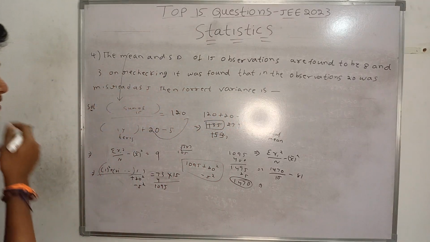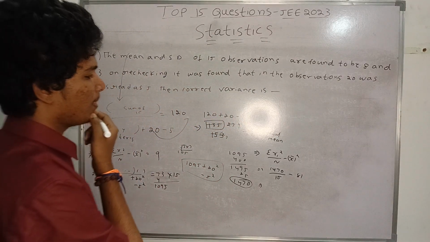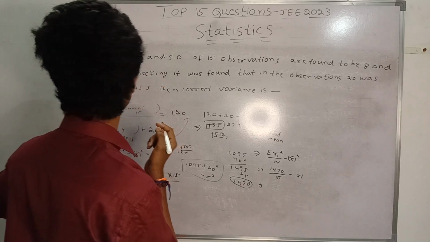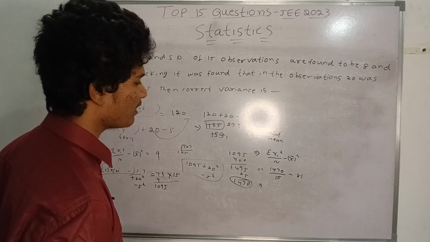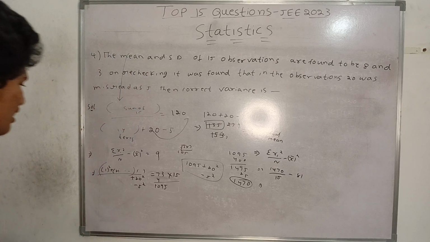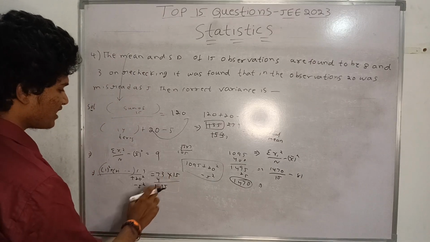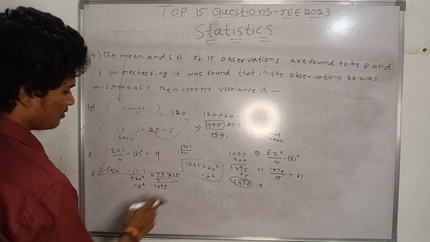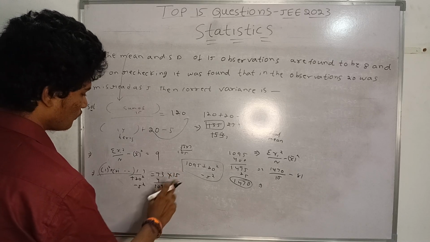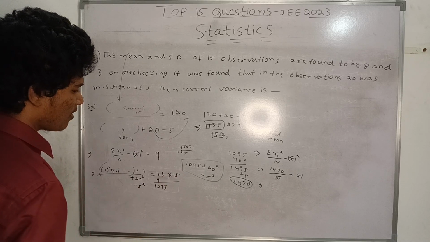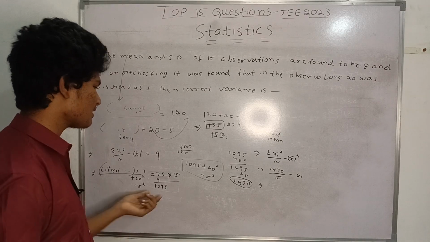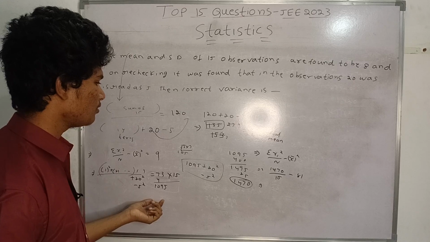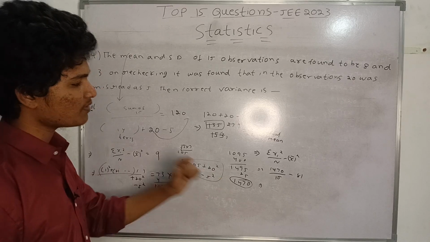Sigma xi square sum is like this only. Yes, it is correct. They are asking what is the correct variance. So variance is simply sigma xi square by n. Yes, everything is correct here. 15 threes is 45, 15 sevens is 105, 105 plus 4 is 109. Yes, it is correct. And 1470, it is correct.